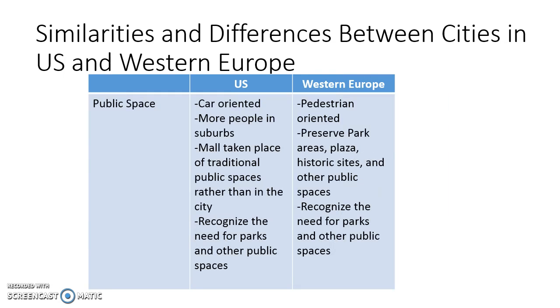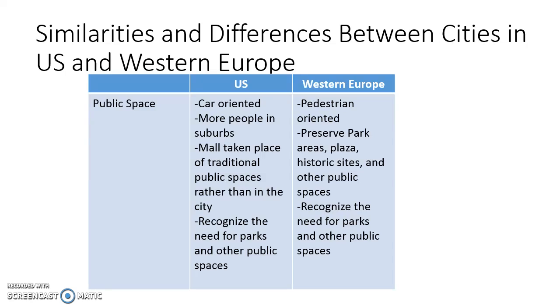Next, let's talk about the importance of public space. These are open green spaces. In the United States, we tend to be much more car-oriented. That's because more people live in suburbs. So they commute into the cities from the suburbs for their jobs, and then they go back out to the suburbs to live. What this has then led to is that the mall has taken the place of traditional public spaces rather than in the city. When people want to gather or to shop for more personal type services, they tend to go to the mall. However, in the United States, we do recognize the need for parks and other public spaces.